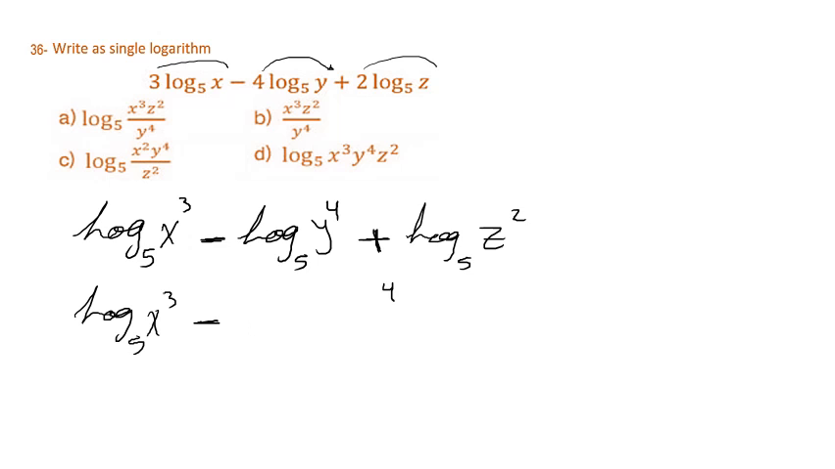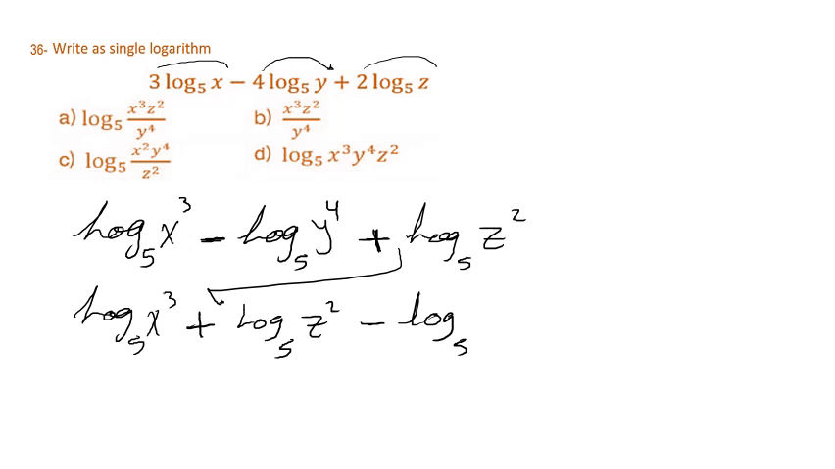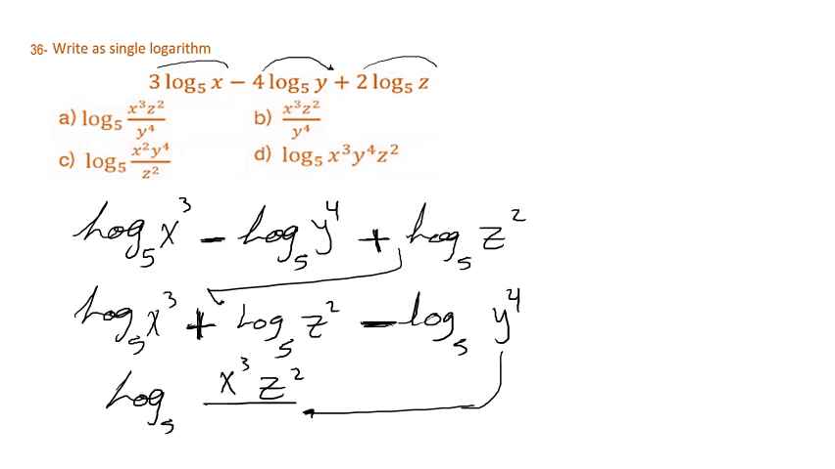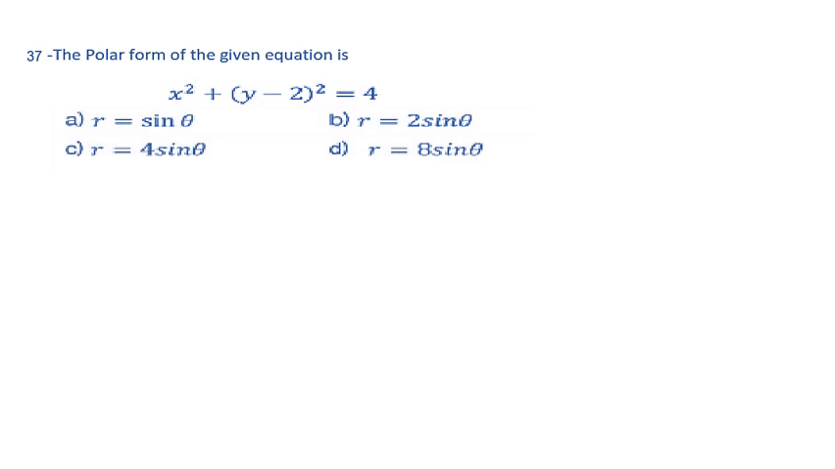not taking this one, I can rearrange it. So log base 5 of z to the power of 2 minus log base 5 of y to the power 4, that will be easier. As addition is going to change into multiplication, so x to the 3, z to the 2, and subtraction is going to change into division, so y to the power of 4. So the right answer is log base 5 of x cubed z squared over y to the 4, which is equal to A.